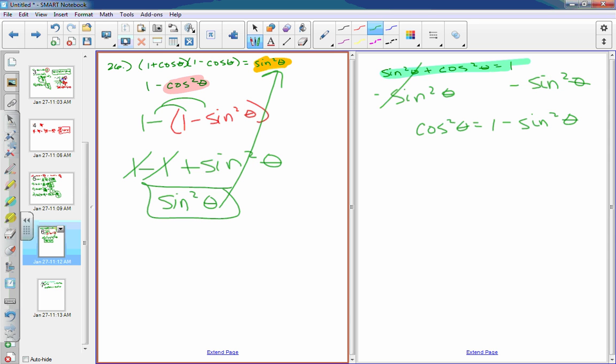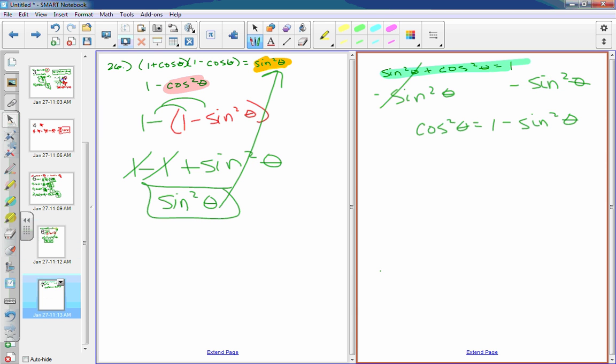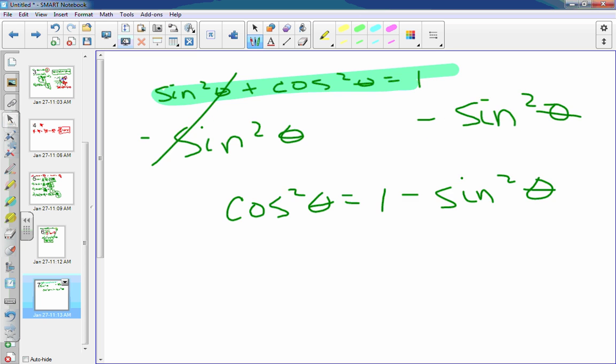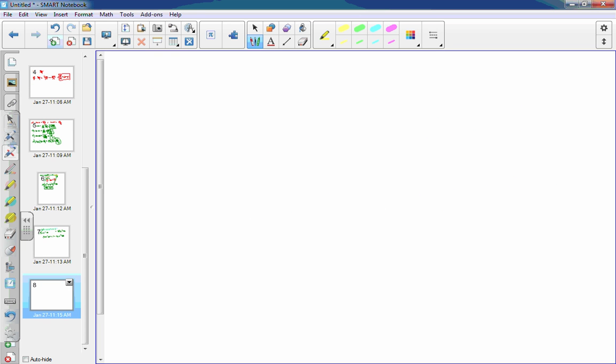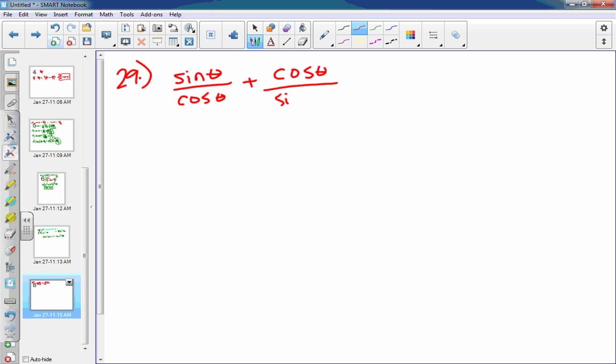So talk to me. Do I need to do another one? 29. Oh, 29's fun. I don't understand why nobody likes my proofs. Sine of theta over the cosine of theta plus the cosine of theta over the sine of theta is equal to the cosecant of theta times the secant of theta.